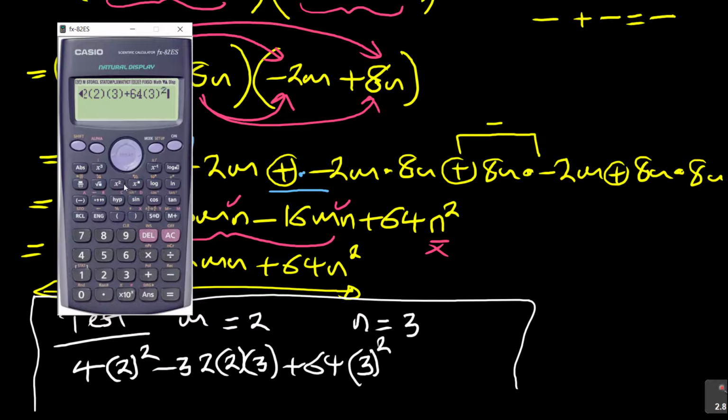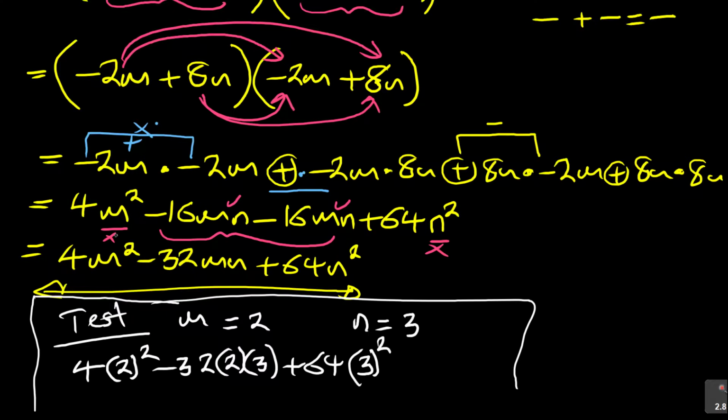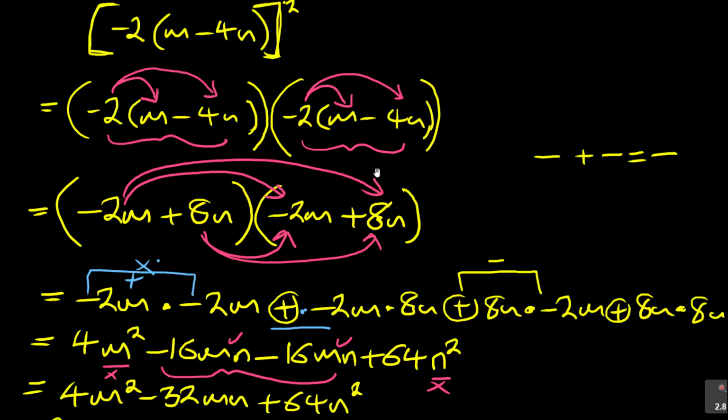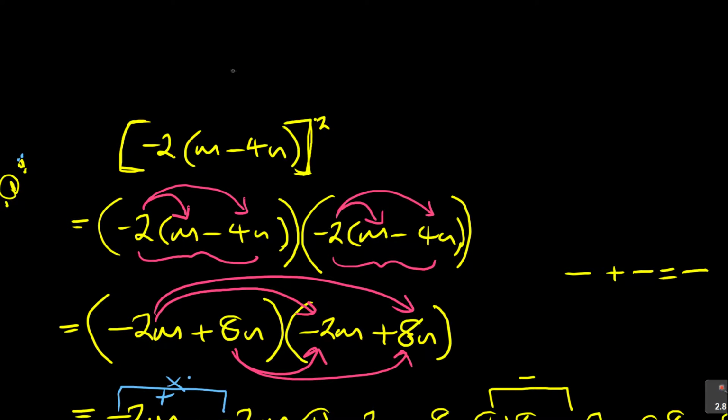You must do it as is. If you make an error, then there'll be a problem, the answer won't match. So here I got 400. I go to the original. Remember, m is 2, n is 3. Go to the original here. You put your m being 2, your n being 3.